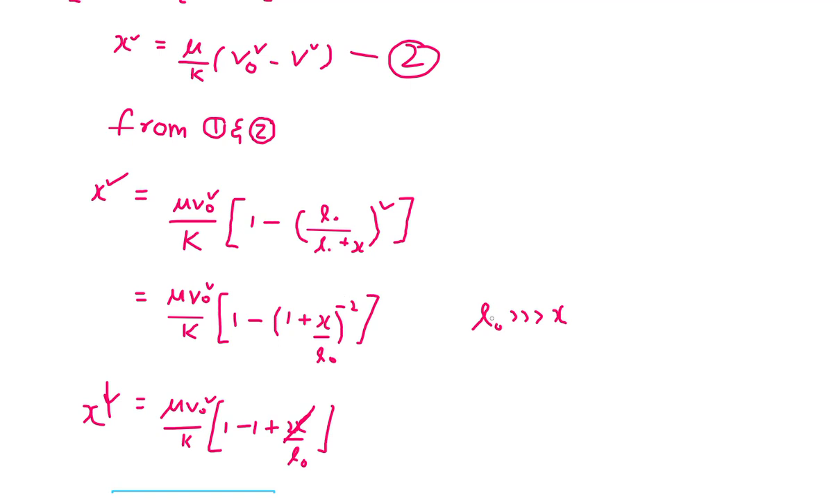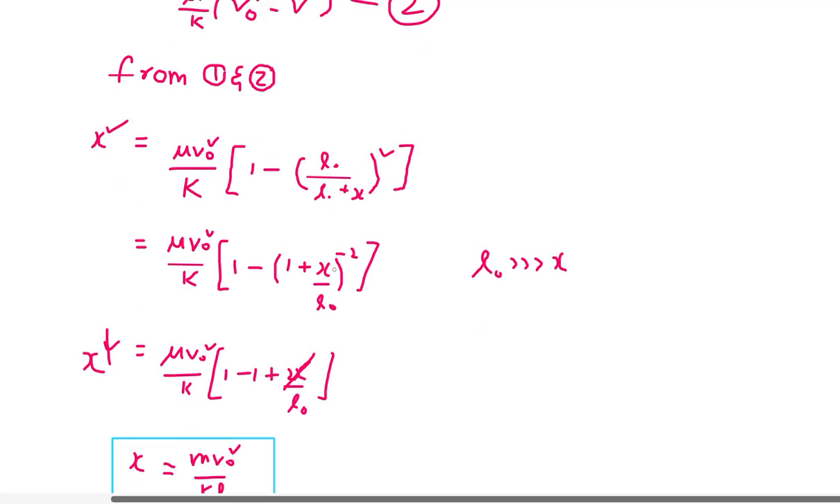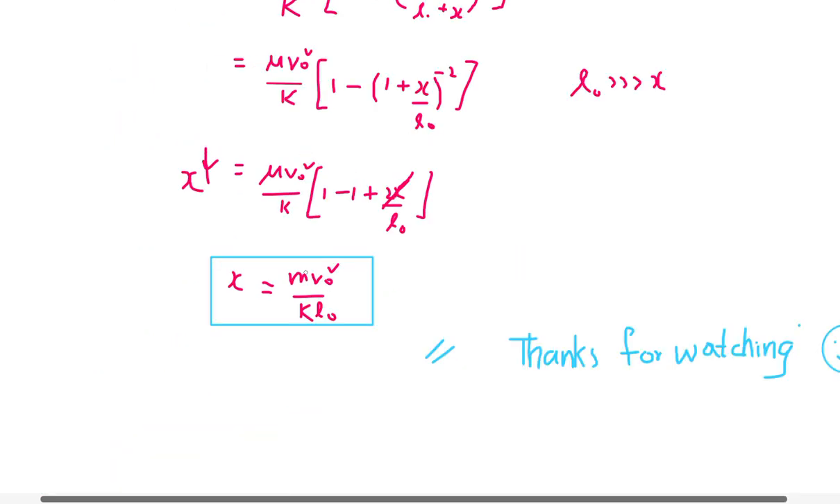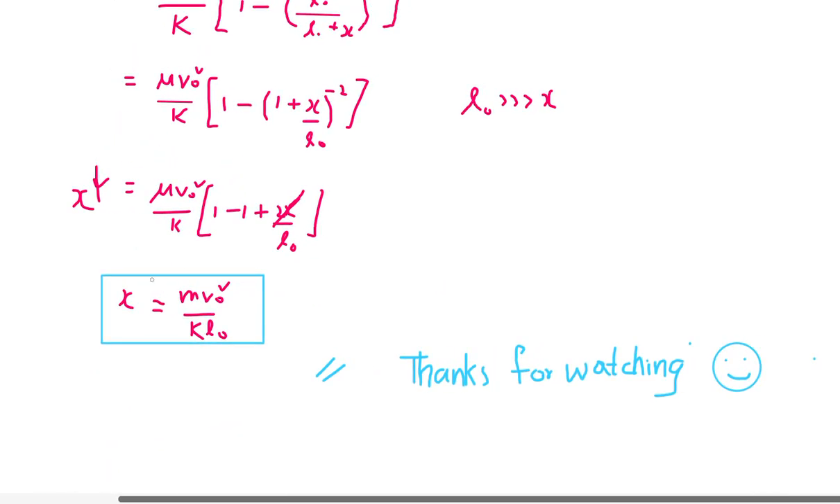So here L0 is very much greater than x, so the binomial expansion with minus 2 applies here. So finally I got x square equal to mu v0 square by k into (1 minus (1 minus 2x by L0)). So cancelling x here, x is approximately equal to m v0 square by k L0.